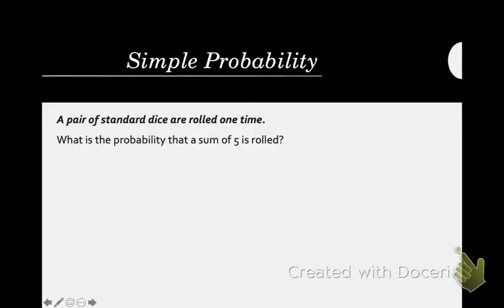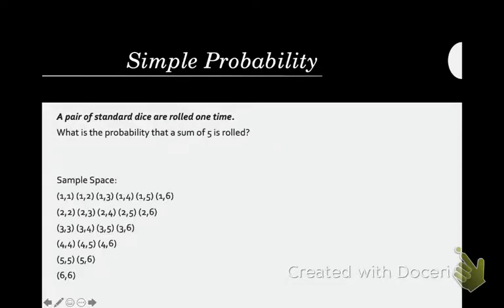So the probability that a sum of 5 is rolled. A sum of 5 would mean that I'm adding 2 numbers together to get 5. So that would be like 1 and 4, 2 and 3, and so on. Okay. And before we can actually figure that out, you need to write out your sample space. You need to write out the possible outcomes.